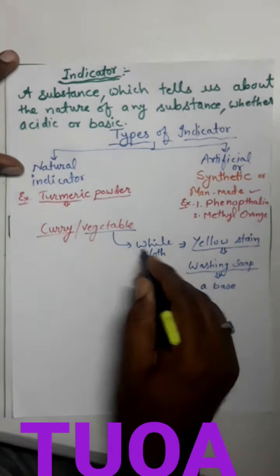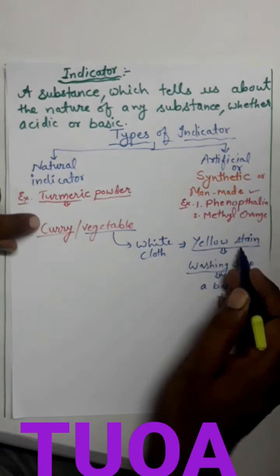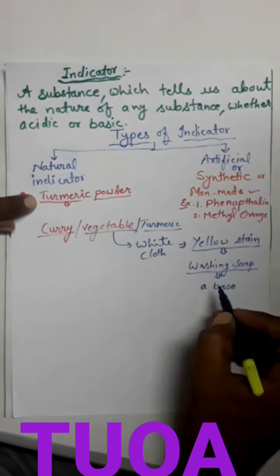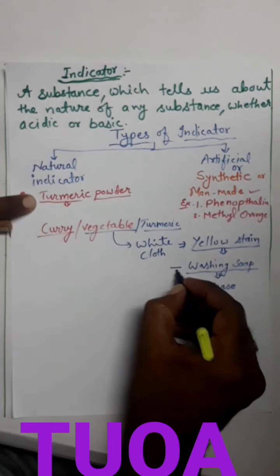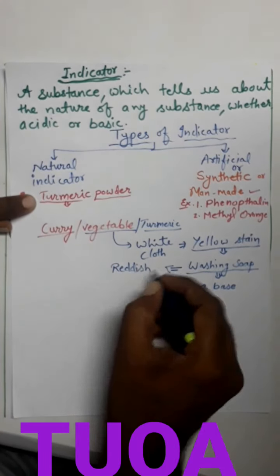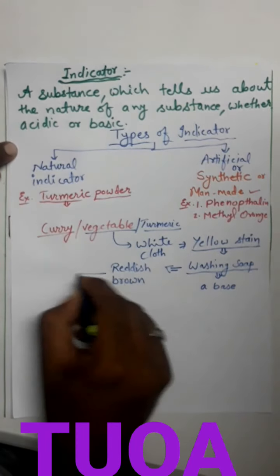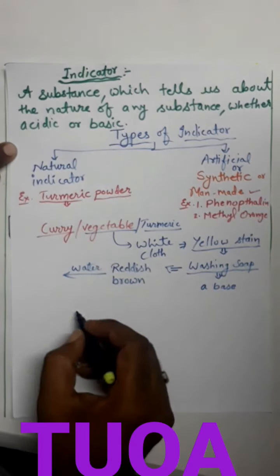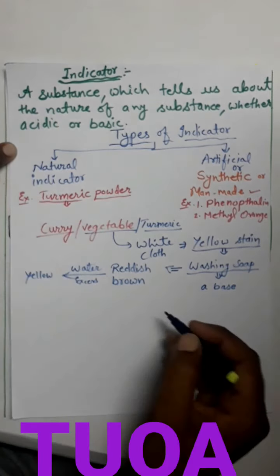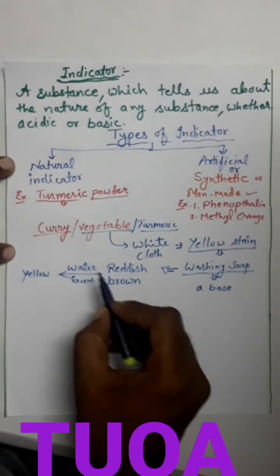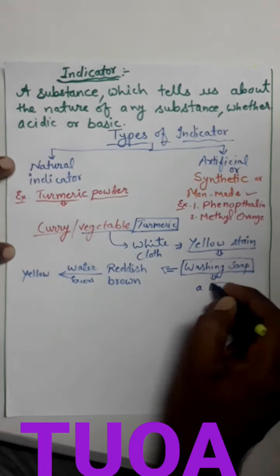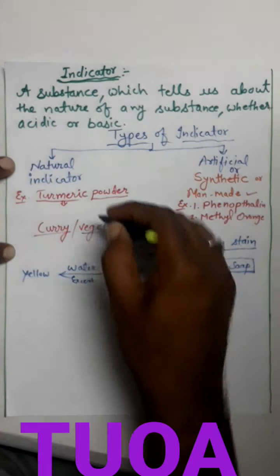Now when this white cloth containing a yellow stain of curry or vegetable in which turmeric is present is washed with soap, immediately the color of the yellow stain becomes reddish brown, which after washing with excess water becomes yellow again. So the important point here is that turmeric is used to identify the basic nature of soap, which contains a base. This is the role of a natural indicator.